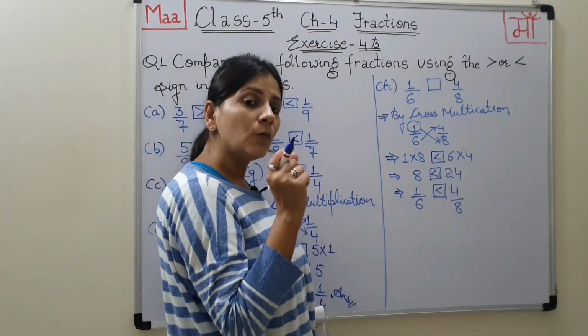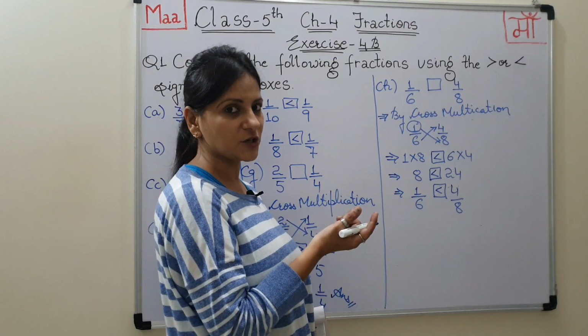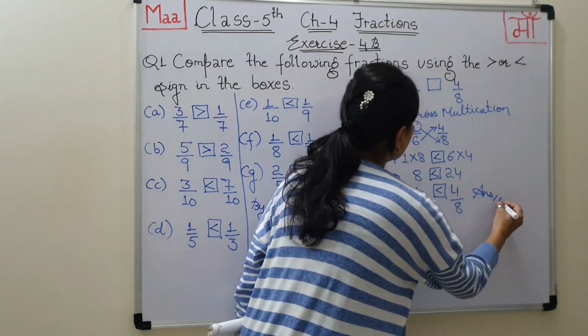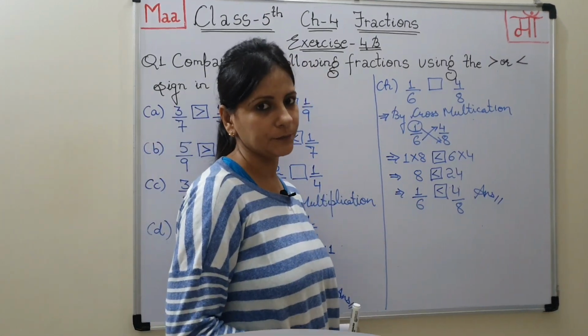ये जो sign है वो closed है 1 upon 6 की तरफ. So it will be smaller and the other fractional number will be greater. So this is the answer of H part. I hope now this method is also clear to you.